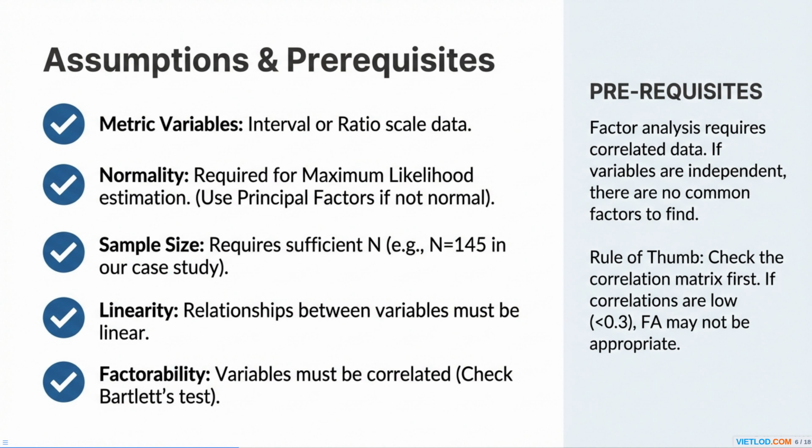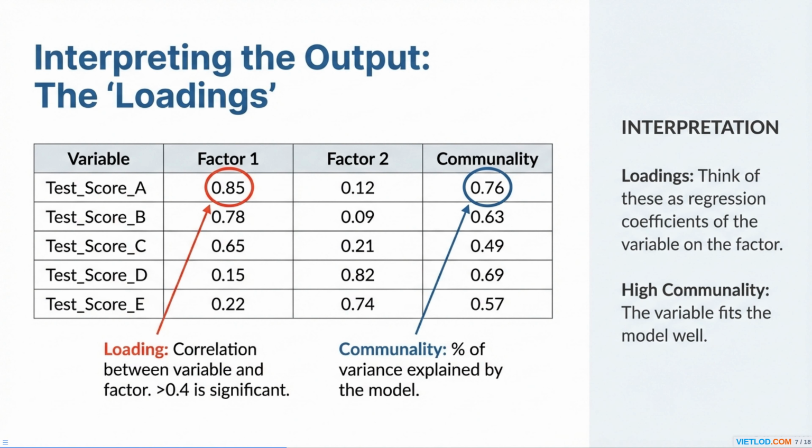Factor analysis requires correlated data. If variables are independent, there are no common factors to find. As a rule of thumb, check the correlation matrix first. If correlations are low, less than 0.3, factor analysis may not be appropriate.